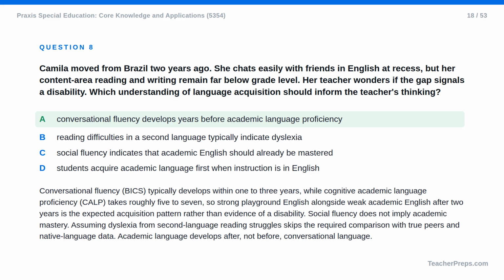Assuming dyslexia from second language reading struggles skips the required comparison with true peers and native language data. Academic language develops after, not before, conversational language.